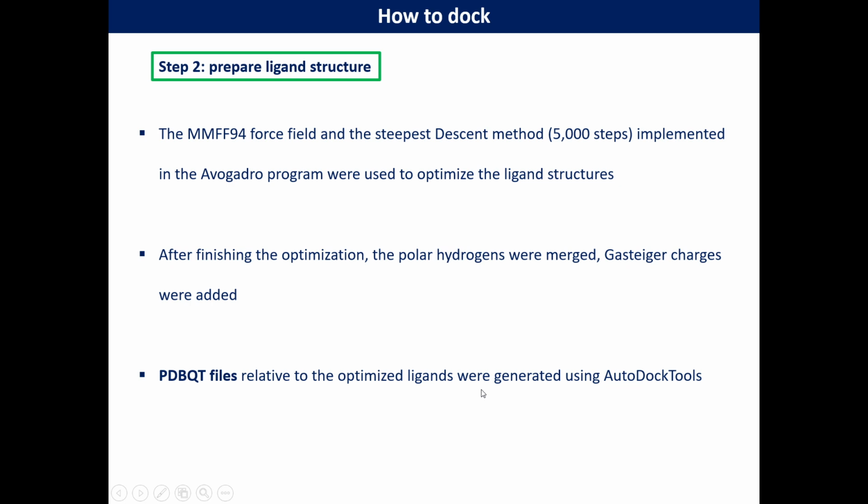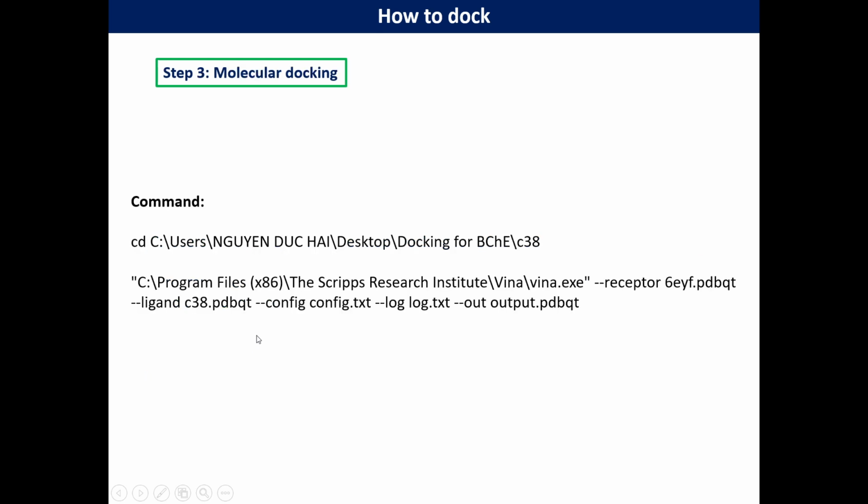The second step is preparing the ligand structure. You need to optimize your ligand structure using the Avogadro program. And after that, you add polar hydrogens or Gasteiger charges to the ligand structure. Finally, you also need to export to the PDBQT file for further steps. The next one is you only use the command to run the molecular docking, and it can show you results.